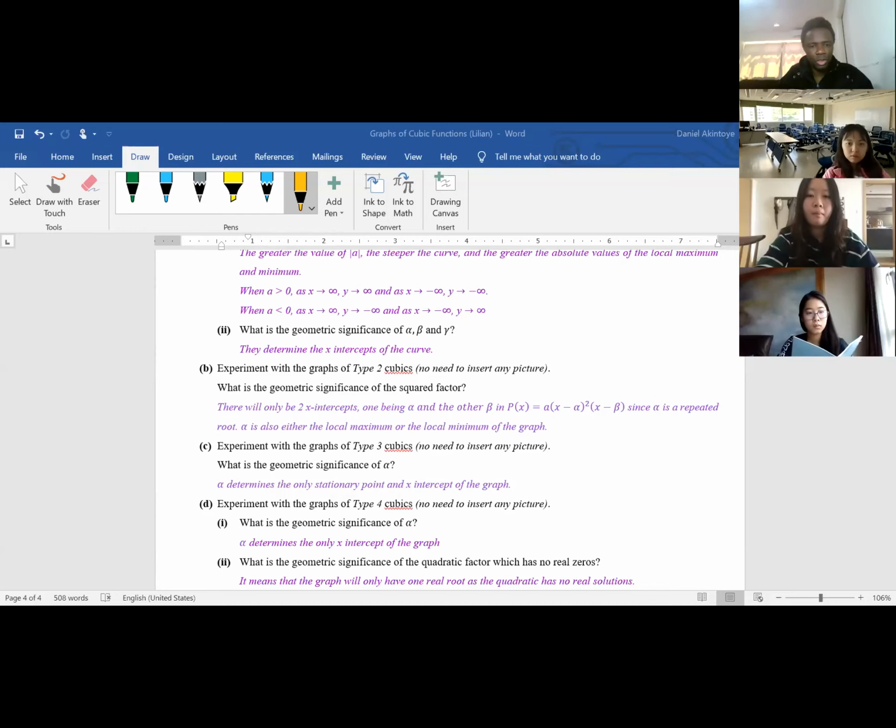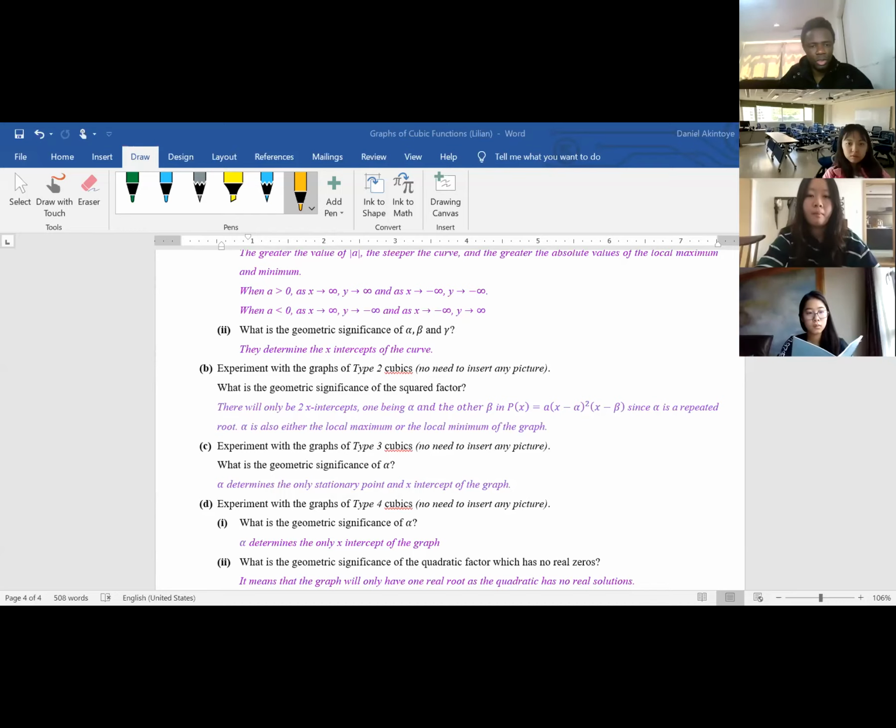So that quadratic part, the quadratic part that doesn't have a real factor, of course, we're going to have two points, but that ensures that the graph crosses at no other point other than what we already have. The first one, x minus alpha, alpha is the point that it crosses.